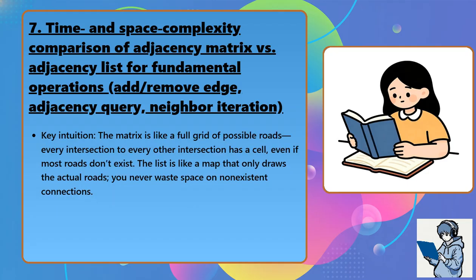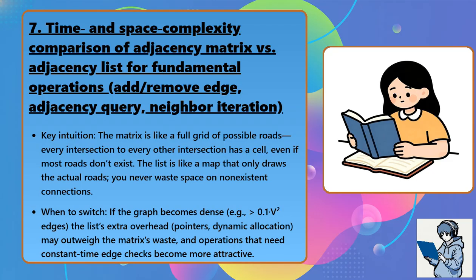Key intuition: the matrix is like a full grid of possible roads. Every intersection to every other intersection has a cell, even if most roads do not exist. The list is like a map that only draws the actual roads. You never waste space on non-existent connections.